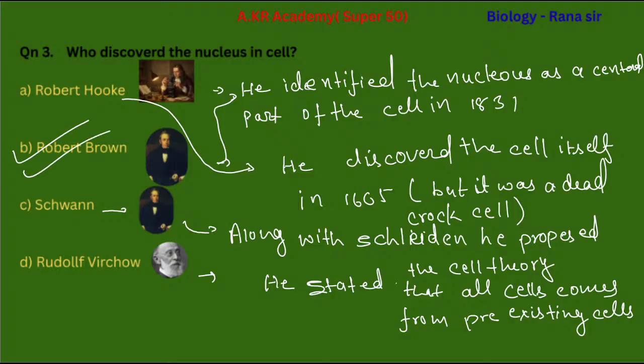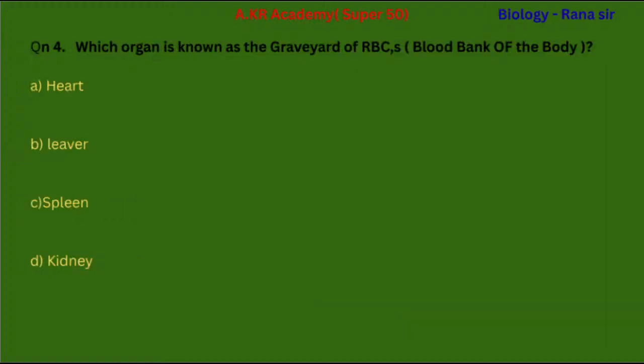The next question is, which organ is known as the graveyard of RBC? First one is the spleen, and then kidney, liver, and heart. Can you see these pictures? The second is the liver, spleen, and kidney. And what is the heart?